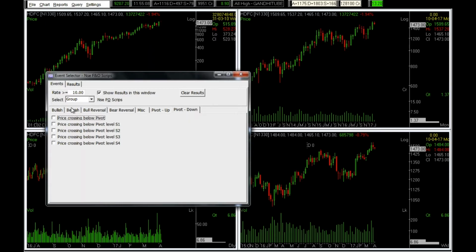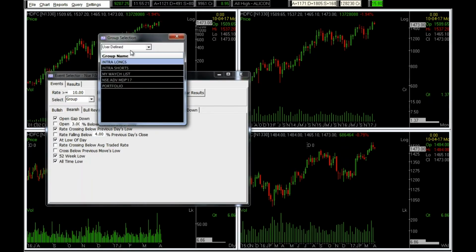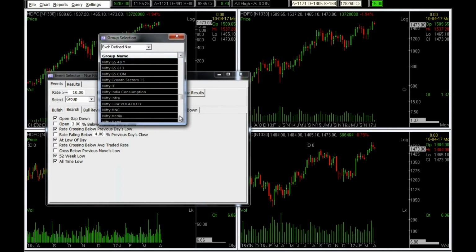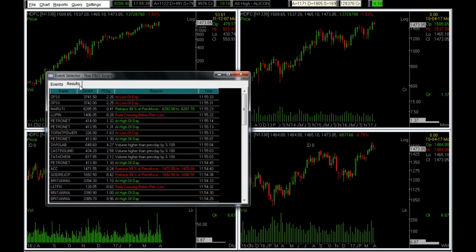Once you have selected your bullish and bearish events, now comes the time to select a universe where you would want the software to scan through these events. So I come here to the group section, exchange defined NSE, and I generally look at the FNO scripts actively. So I select NSE FNO scripts. Select, there you go. And I tick this, show results in this window. Results, there you go.